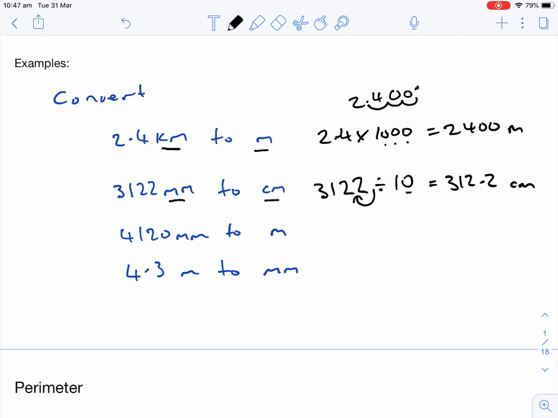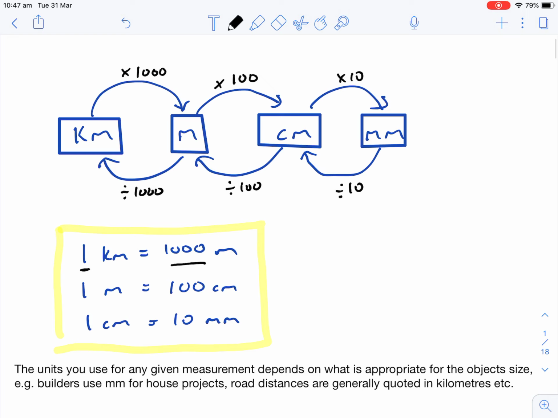Okay, and the next one, I've got 4,120 millimetres, and now I'm going to metres. So this time I'm kind of jumping 2 spots. I'm bypassing centimetres altogether, and I'm going to metres. So if I looked at my little table, starting from millimetres and going to metres means I'm jumping all the way along here. So I could just look at the zeros here and go, well, altogether I'm going to have 1, 2, 3 zeros. So I'm going to be dividing by 1,000 therefore, or moving my decimal 3 places.